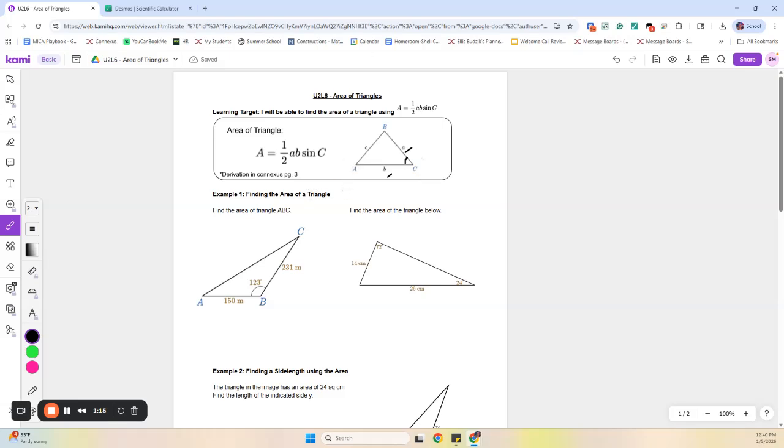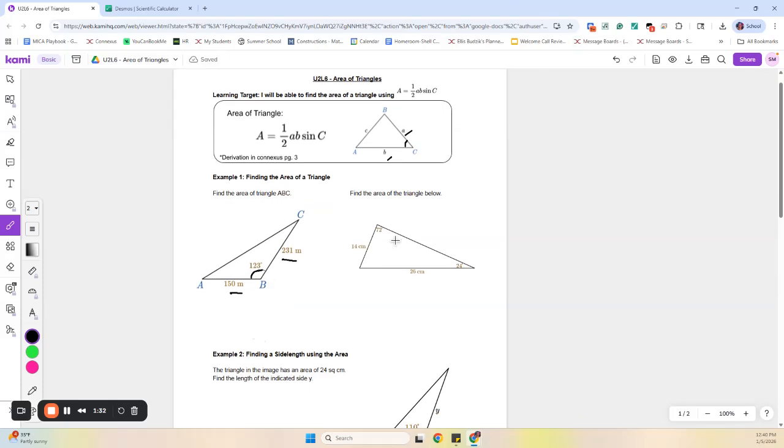So for example 1, it says finding the area of a triangle. So for the first one, it says find the area of a triangle. Again, notice how we don't have the height of the triangle because the height has to be 90 degrees with the base, but we do have two side lengths and then the angle in between them. So what we're going to do is use that and plug it in.